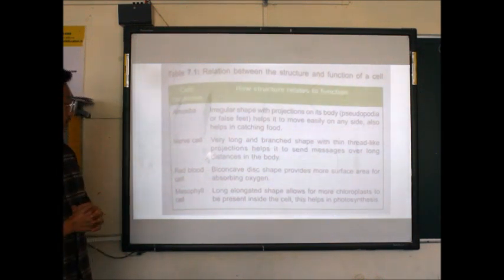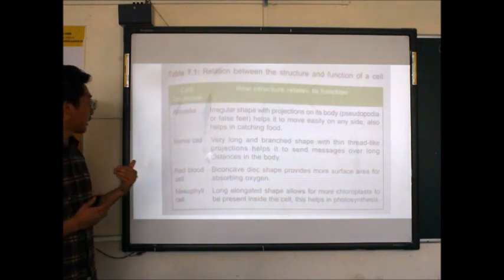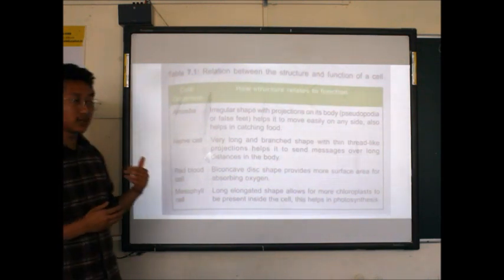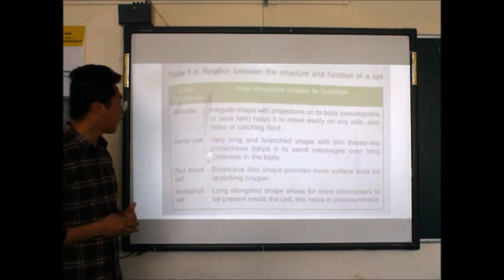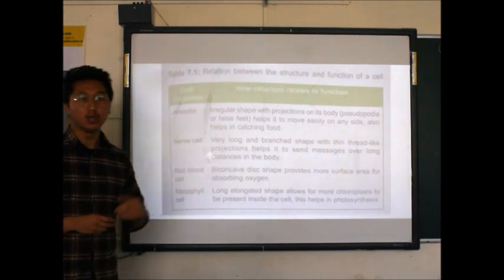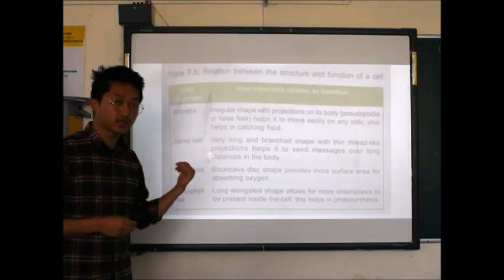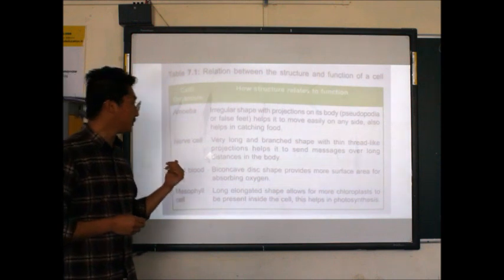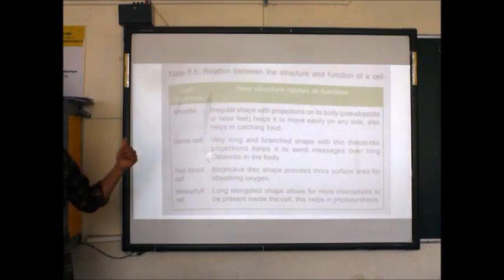Our next one is the nerve cell. So how does the shape of the nerve cell help in accomplishing its function? It is long. The shape of the nerve cell is very long and branched, with thin thread-like projections. These thin thread-like projections help it to send messages over long distances in the body. Because of this elongated and branched shape of the nerve cell, it helps it to send messages over long distances of the body.